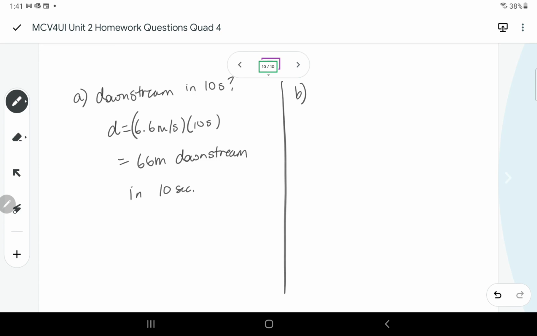And then question B said, what is the length of time required to cross the river if it's 150 meters? So we know that the distance is 150 meters and my speed, my velocity going across, is 1.5 meters per second. So how long will that take? So the time is the distance divided by the speed. So it would take you 100 seconds to cross.